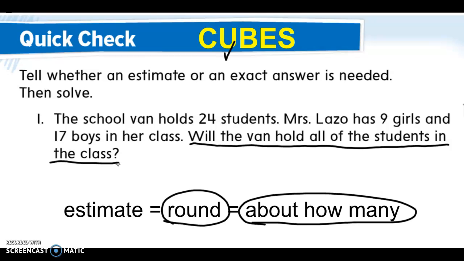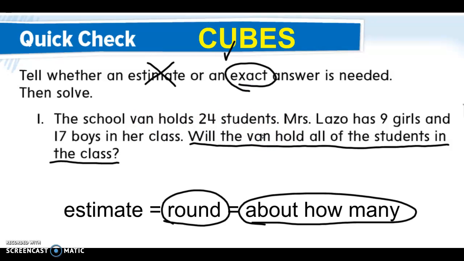Do we have any keywords? Do we see the word estimate in this question right here? I do not see the word estimate. Do we see the word round? Nope. Do we see about how many? No. Since we do not see any of those keywords, that means we are not going to be estimating. There will be no rounding here. We're going to be using the exact numbers in this word problem to find an exact answer.